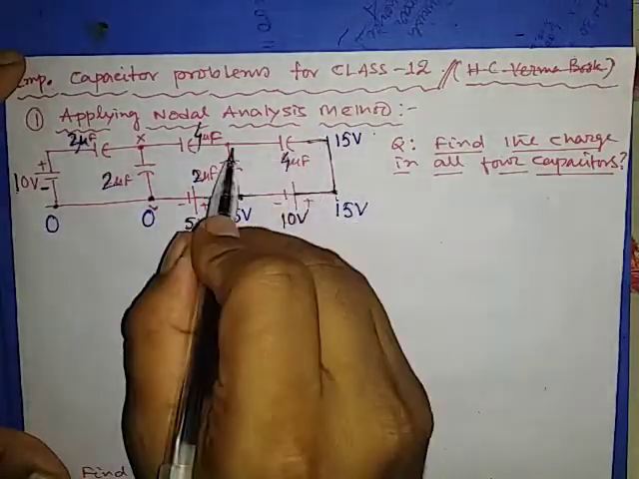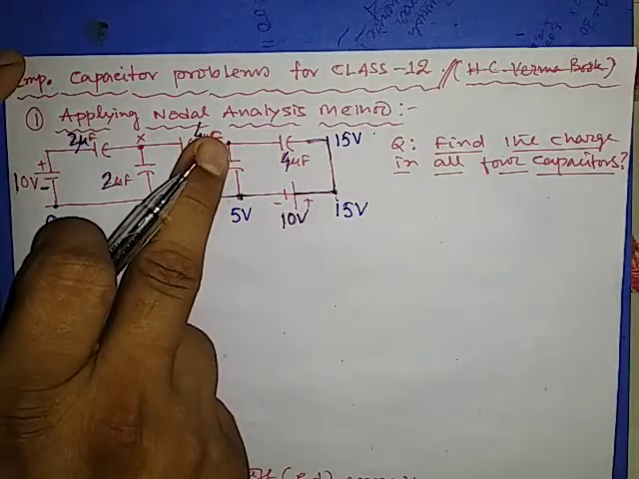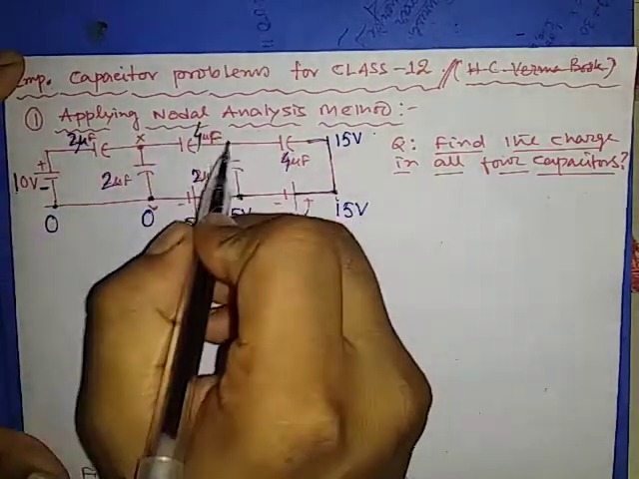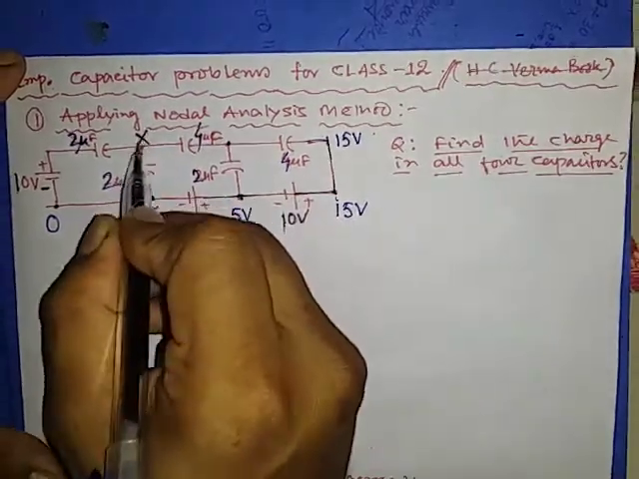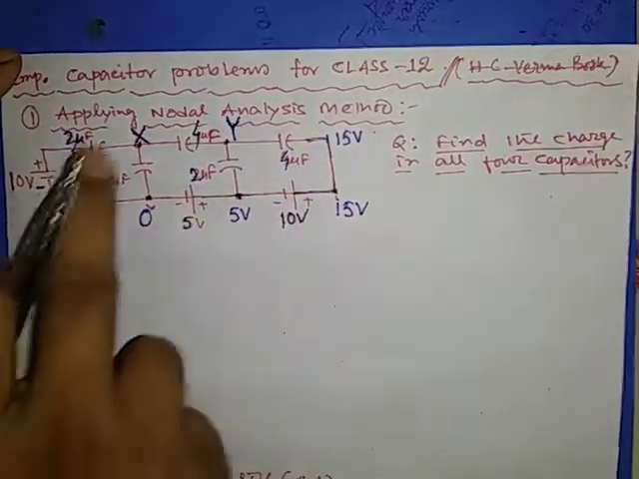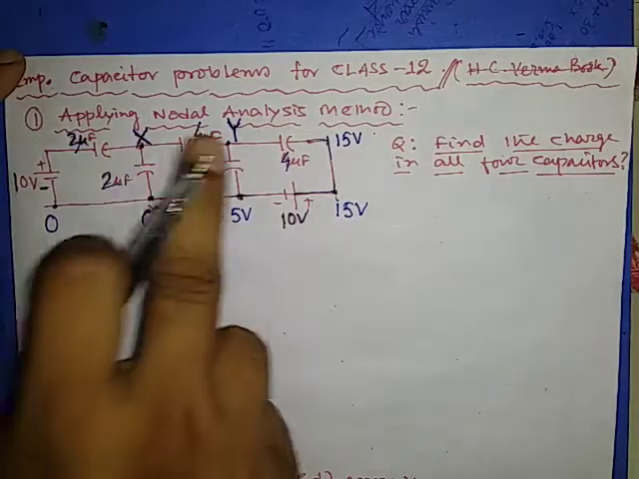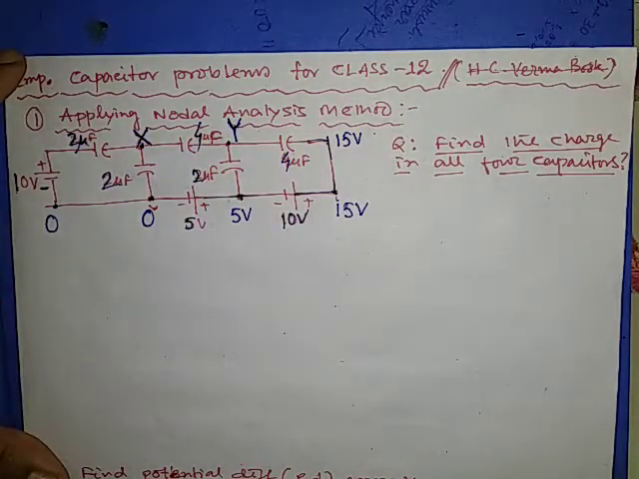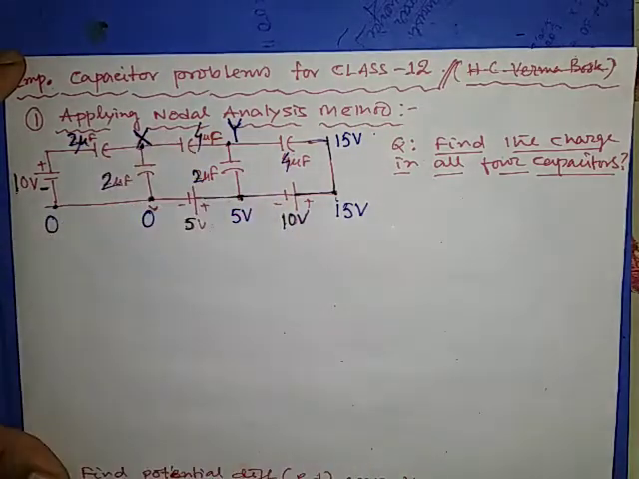After this there is a capacitor 4, so you have to write another potential here. Suppose this is x and this is y. So you have two points of unknown potential, you can take x and y. Now students, create two equations for x and y.